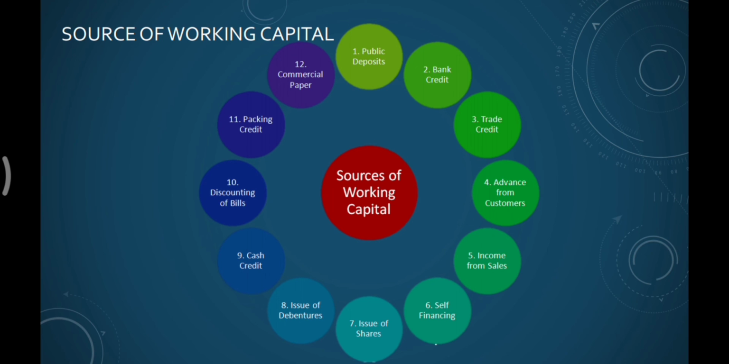So now talking about sources of working capital, there are multiple sources of working capital. We will talk about them one by one. First one is public deposit, second bank credit, third trade credit, fourth advance from customer, fifth income from sales, sixth self financing, seventh issue of shares, eighth issue of debenture, ninth cash credit, tenth discounting of bills, eleventh packing credit, and twelfth commercial paper.